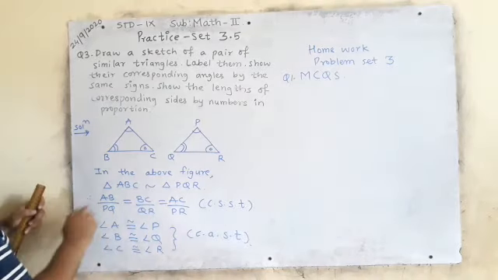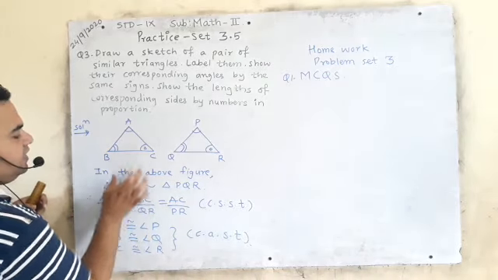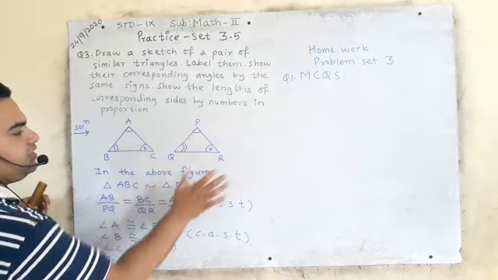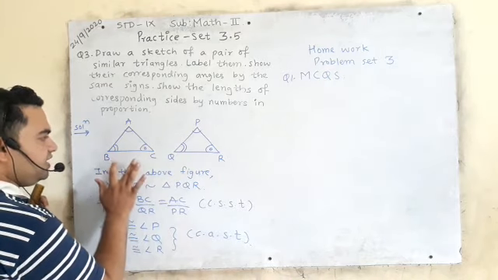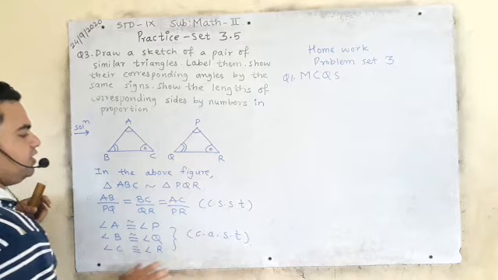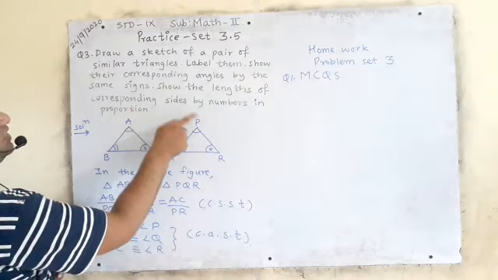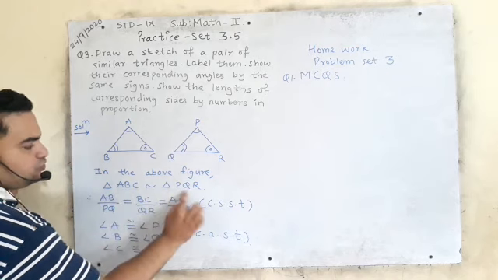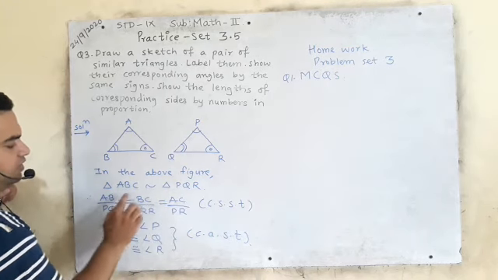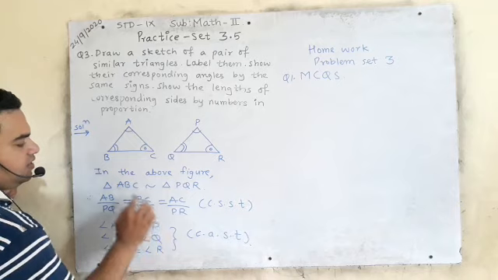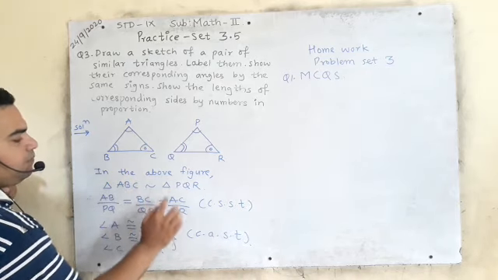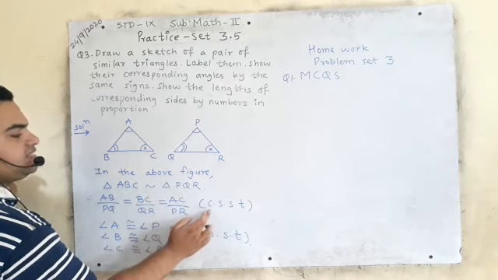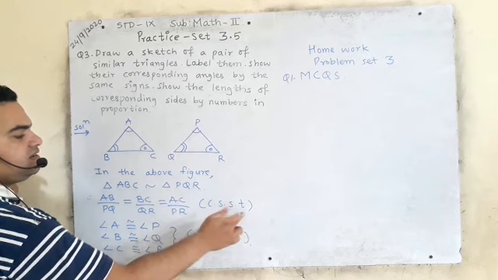Then we have to write in the above figure, triangle ABC is similar to triangle PQR. Now we have to write its corresponding sides. First two, AB upon first two, PQ. See, AB upon PQ. Now BC upon QR. Then first and third, AC upon PR. Is it clear? These are the corresponding sides of similar triangles.